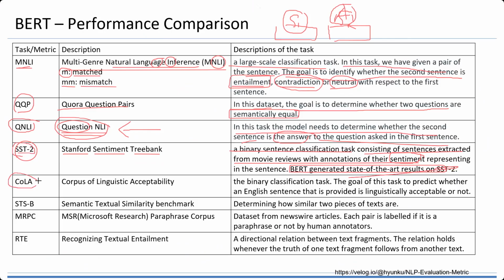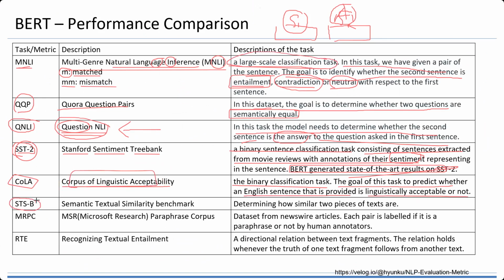And then there is also another task which is called COLA. COLA means Corpus of Linguistic Acceptability. It is a binary classification task, and the goal is to predict whether an English sentence that is provided is linguistically acceptable or not. So if you have an English sentence like this one, you can see whether it is acceptable or not, whether it is grammatically correct or not. So there is the data collection in this column.